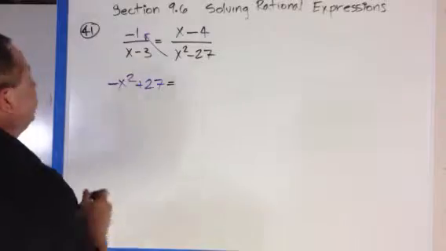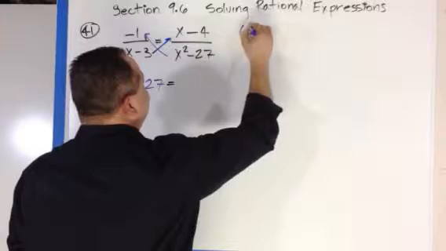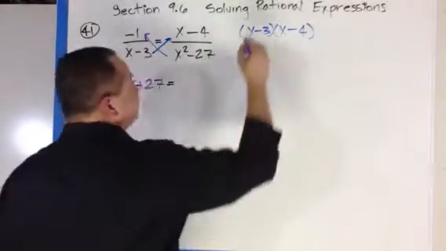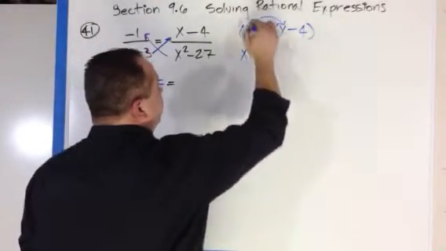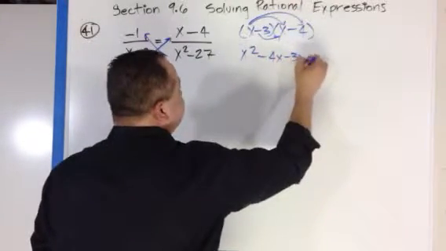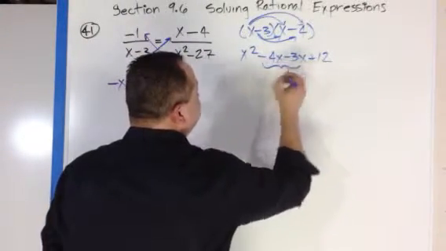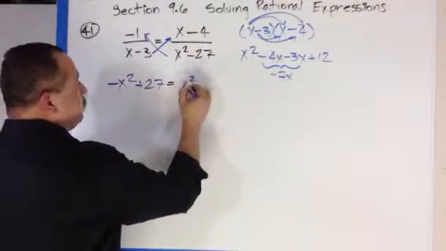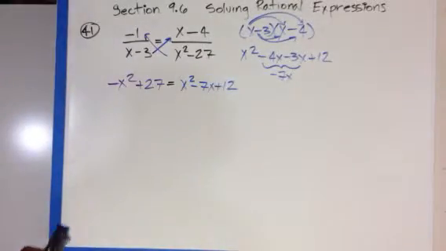Okay, the blue one over here looks like we have a binomial times a binomial. So I'm going to work this off to the side. We have x minus 3 times x minus 4. So we're going to do FOIL. x times x is x squared. x times negative 4 is negative 4x. Negative 3 times x will be negative 3x. Negative 3 times negative 4 will be positive 12. These middle terms will become a negative 7x. So we have x squared minus 7x plus 12. So far it's getting pretty simple.